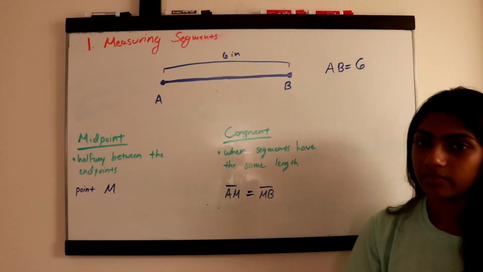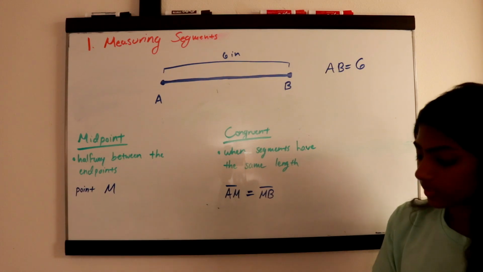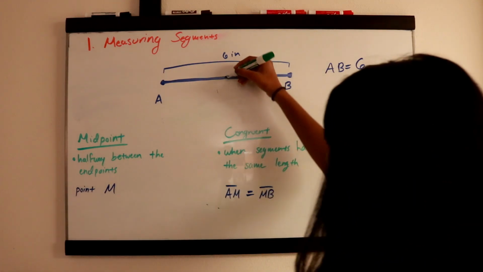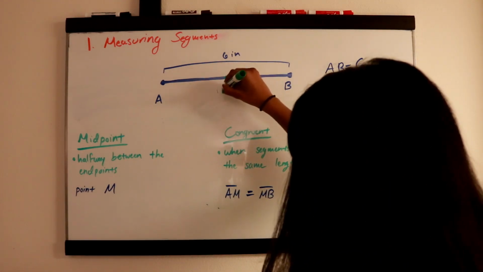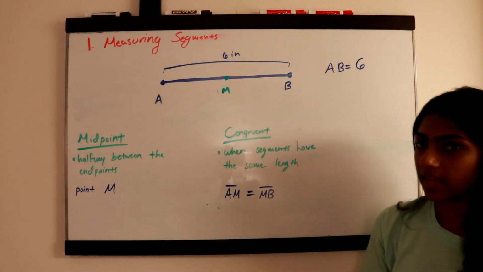So now let's look at midpoint. The midpoint is halfway between the endpoints of a line segment. So for this line segment right here, the midpoint would be right about here. Let's call this point M. So point M is the midpoint of line segment AB.